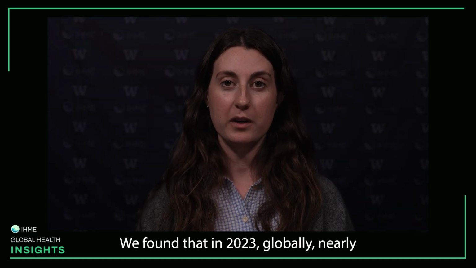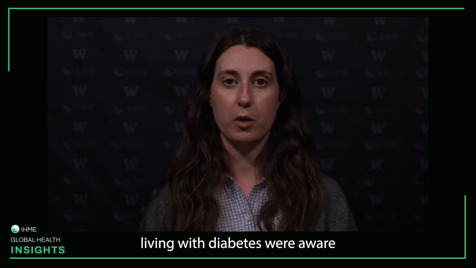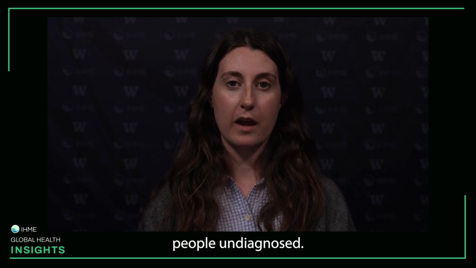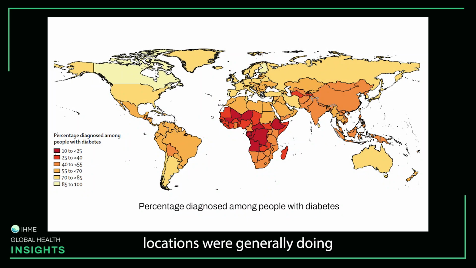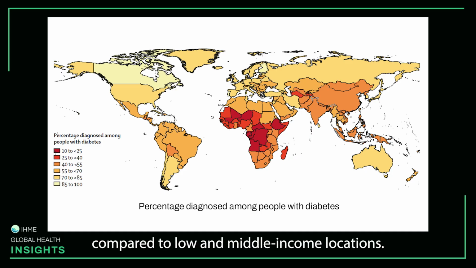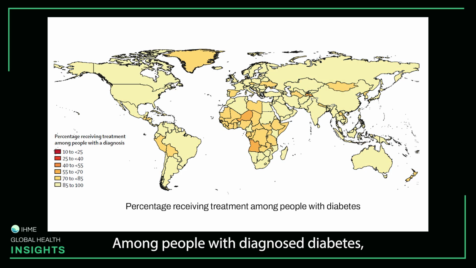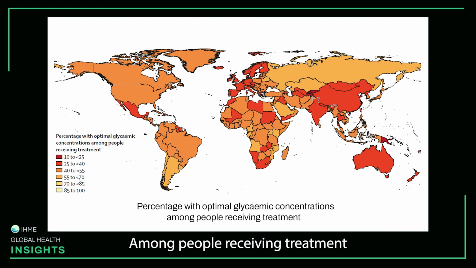We found that in 2023 globally, nearly 56% of people living with diabetes were aware of their condition, yielding almost 250 million people undiagnosed. High-income locations were generally doing better in diagnosing people compared to low and middle-income locations. Among people with diagnosed diabetes, over 90% were receiving treatment with insulin or other hypoglycemic medication. Among people receiving treatment for diabetes, only about 40% were maintaining optimal glycemic levels.